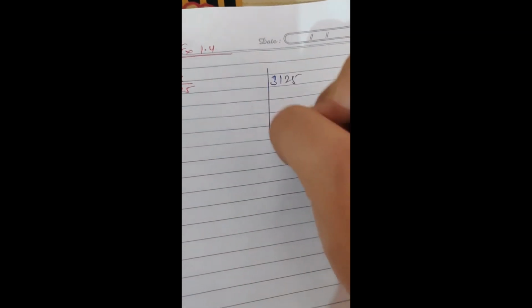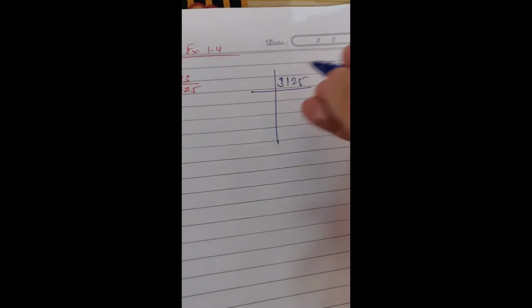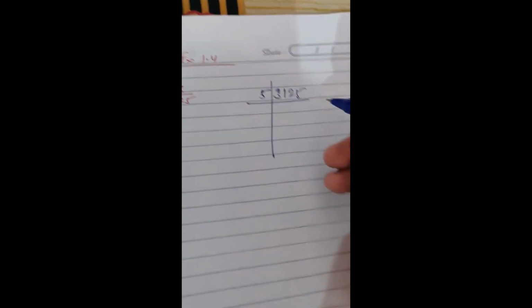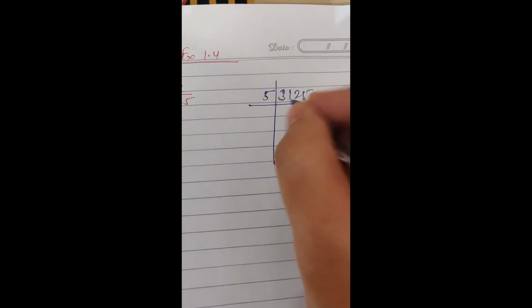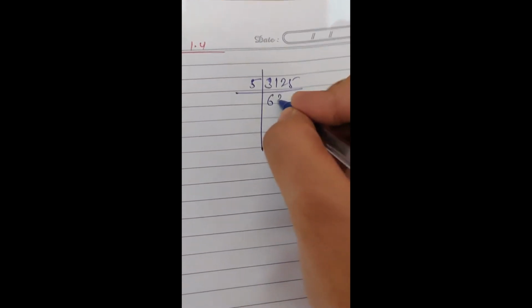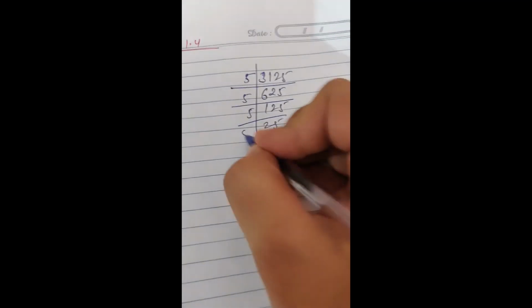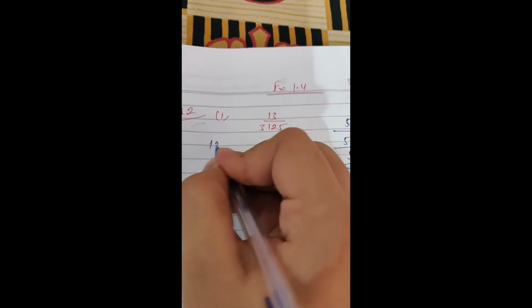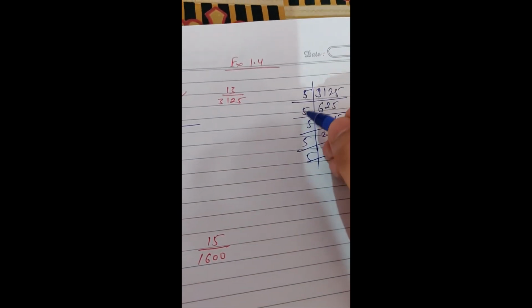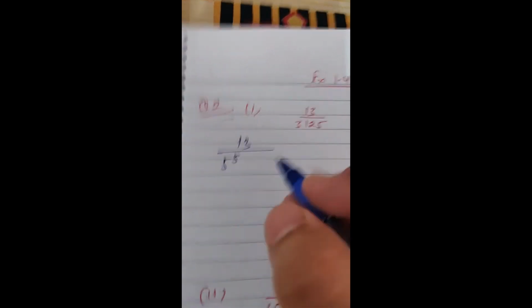So for 3125, the prime factorization: you start with 5, because we can start the prime factorization in any order. It's not necessary that you begin with 3 or 2 every time. So 5 6 is 30, 5 2 is 10, and 5 5 is 25. Then 5 again, and you already know this will be 25, 5 5 and 1. So what you can write is 13 upon 5 into 5, so 5 to the power 5, like this.